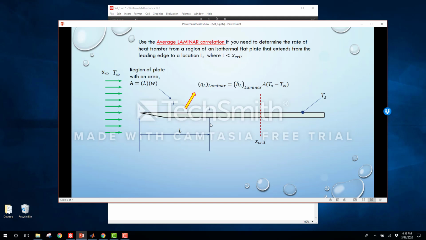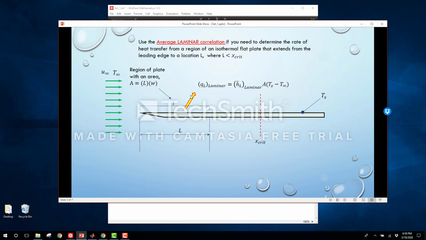Now, it is very typical that we would be interested in the rate of heat transfer from the entire laminar portion of the plate. And in this case, this length L would extend all the way up to X critical. So L would be equal to X critical. But it doesn't need to be.